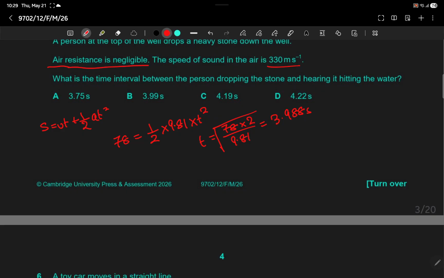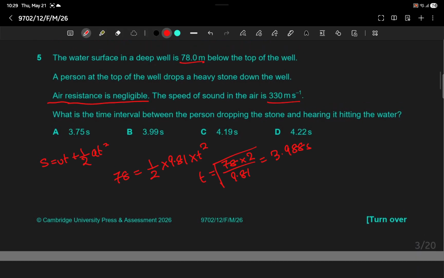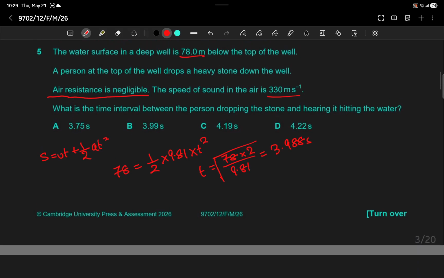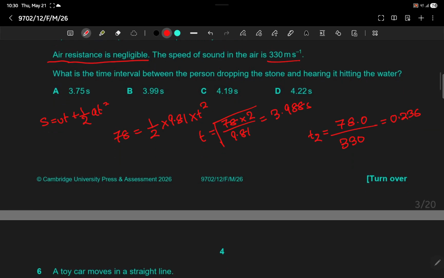Now we know the time, enough to find the distance. So this is the time for the stone to fall down, right? And we're also hearing it back up. So let's call the second time where he hears it t2. So the distance is this, and the speed is 330. So we get 0.236.